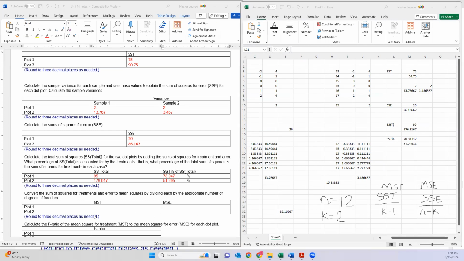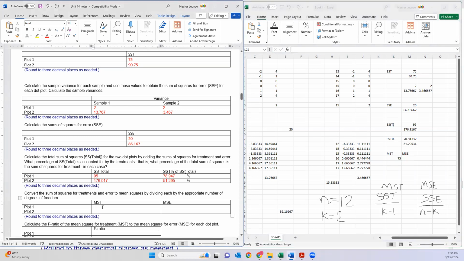So for my MST on plot 1, let me just label here my MST and my MSE. For plot 1, I'm going to go equals: the SST is 75 divided by 1. Because remember my formula is K minus 1, but my K is 2, so 2 minus 1. So that's going to give me 75 for my MST on plot 1.